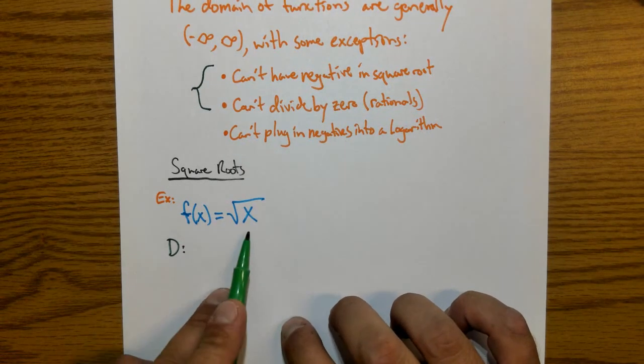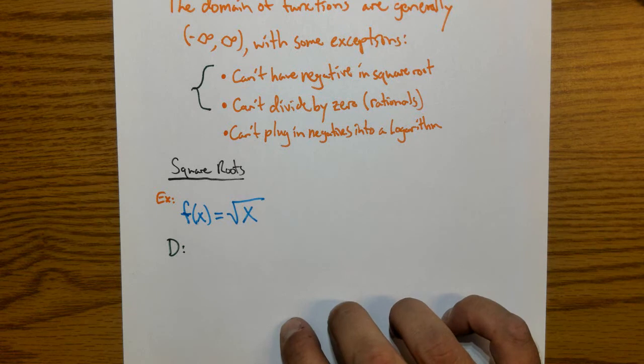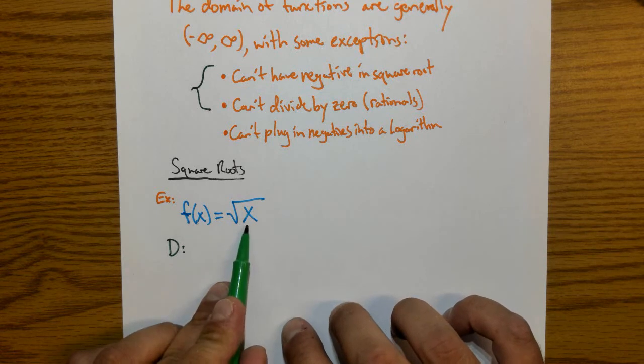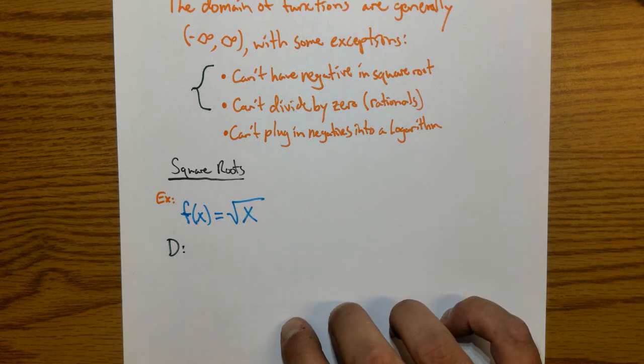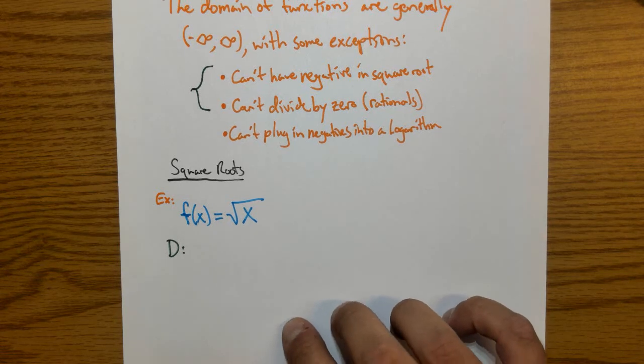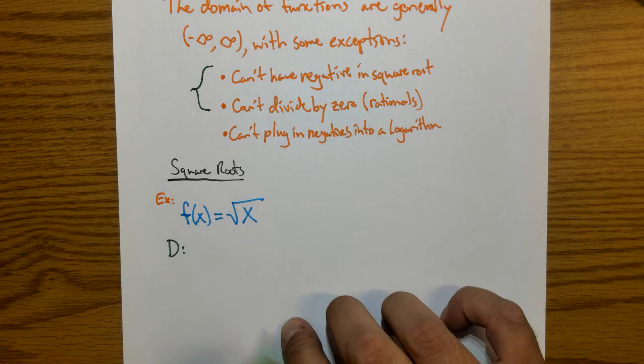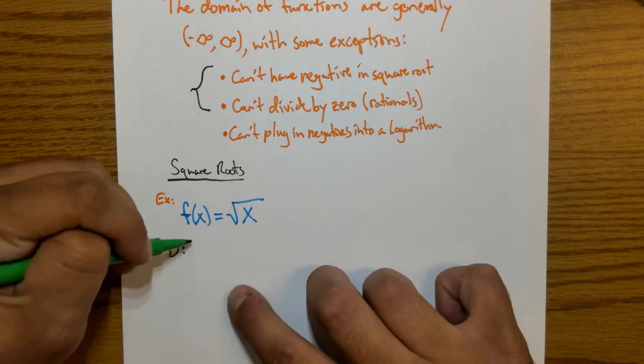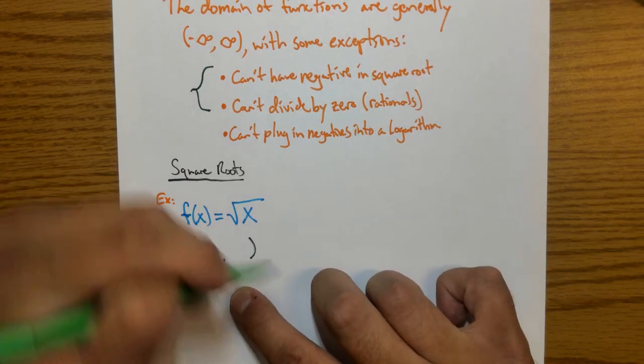So does it make sense that I can't plug in negative numbers here? Like I can't plug in -4 because then that will be a negative under a square root, or I can't plug in -1. That'll give me a negative. But I can plug in 0. And I can plug in positive numbers. I could plug in 1. I could plug in 5. I could plug in 5 million if I wanted to. And that would be okay. So what numbers can I plug in for x? Well, that's the domain.